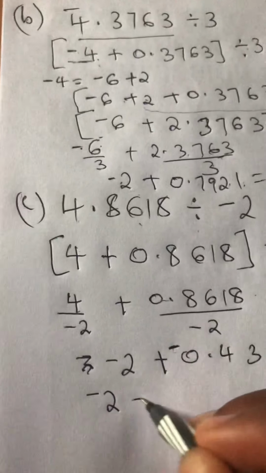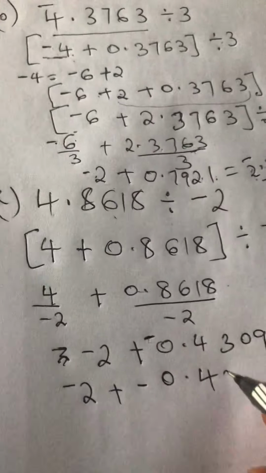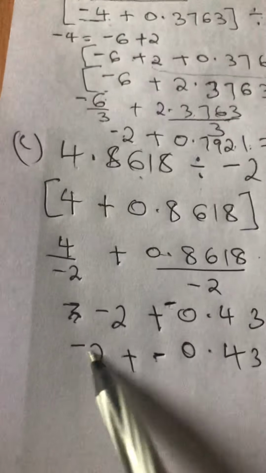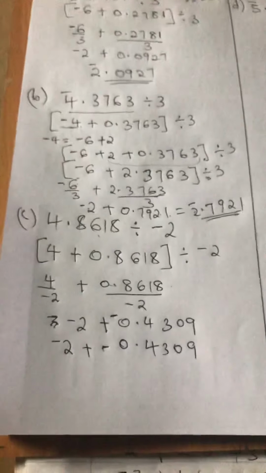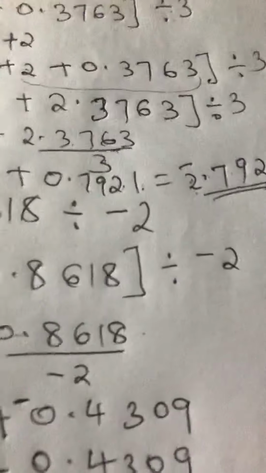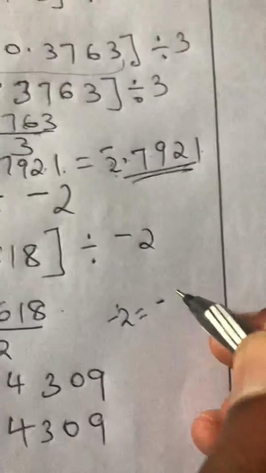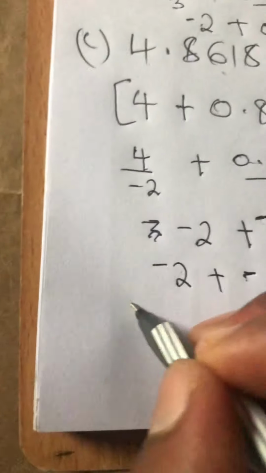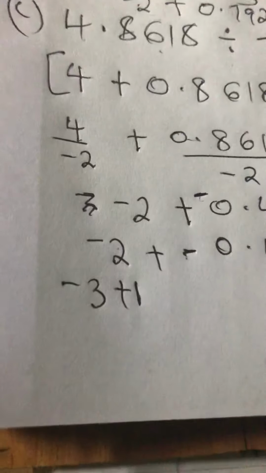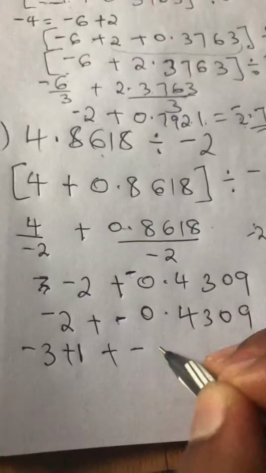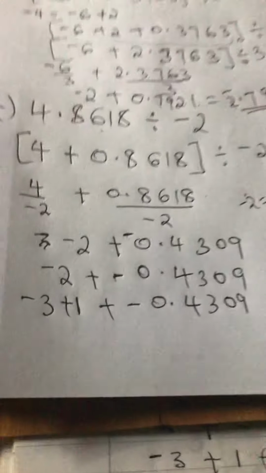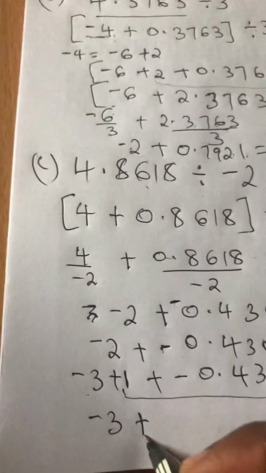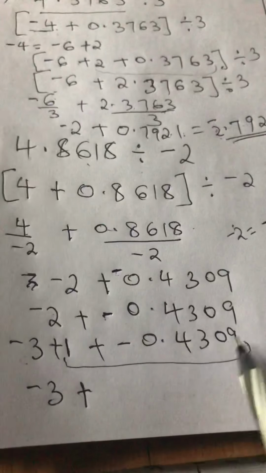We have minus 2 plus minus 0.4309. So to remove the negative of the mantissa, we have to rewrite minus 2. Now, acha nikuje hapa kando. Minus 2 can still be written as minus 3 plus 1. Si ni kweli? Because minus 3 plus 1 is still minus 2. So therefore, plus negative 0.4309. And then, combine hizi, lafu ibaki minus 3 plus 1 minus 0.4309.